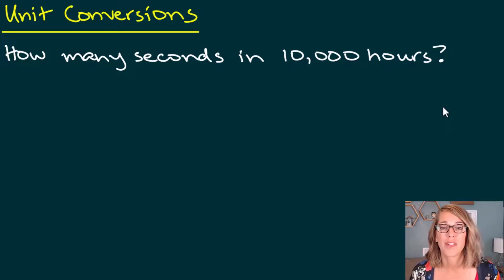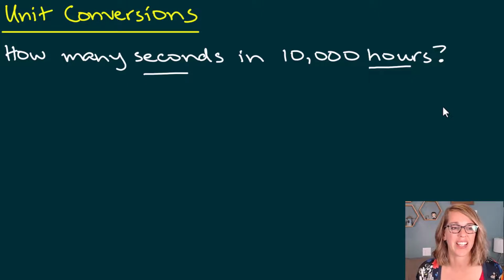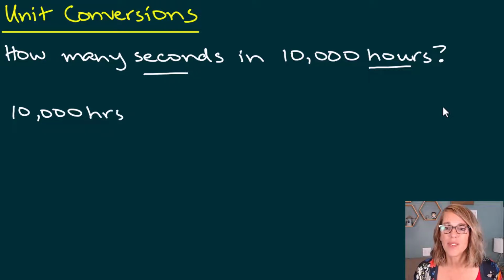We're going to do some unit conversions, and I want to start by converting 10,000 hours into seconds. So let's go ahead and put 10,000 hours over here. My unit right now is hours, and I'm going to use some of the equivalents that I know, and I'm going to multiply by these fractions.